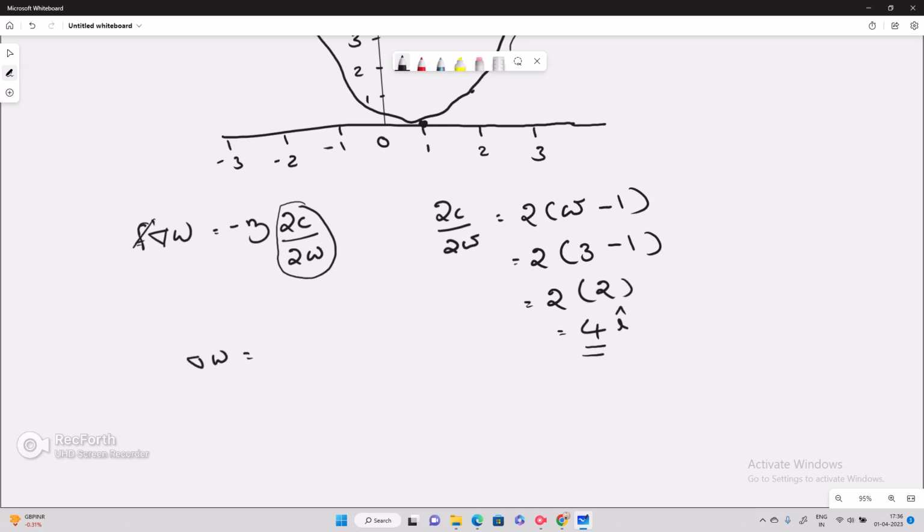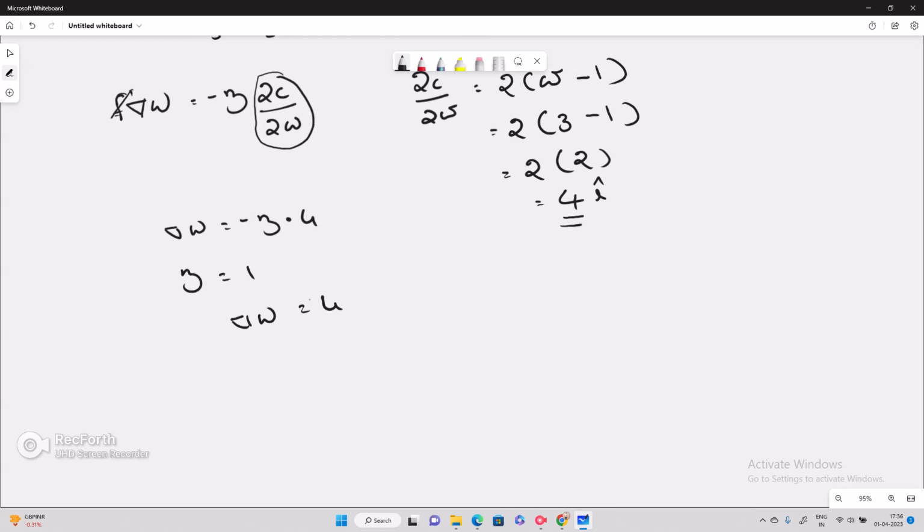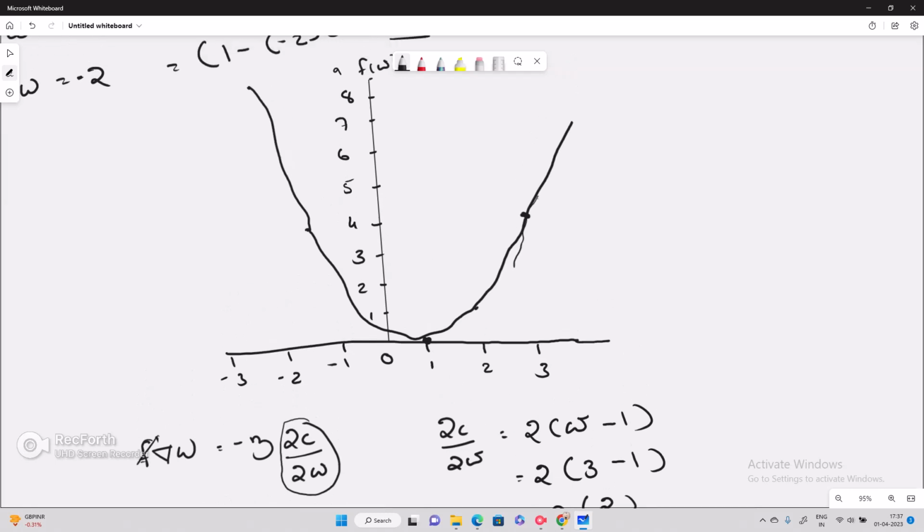Okay, so to calculate the delta w, we have a formula: eta into 4. For the time being, consider the learning rate as 1. So the change, the delta w, will be, sorry, minus 4. So what will be our new weight? The new weight will be w is equal to w minus 4, which is equal to 3 minus 4, which is equal to minus 1. So the weight is reduced, right? From 3, it reduced to minus 1.